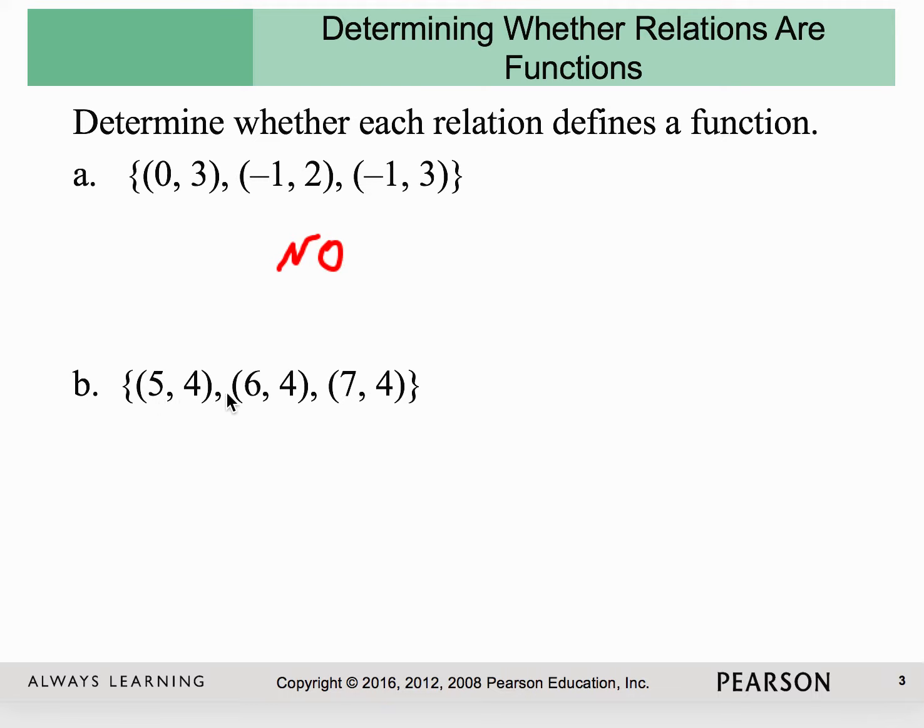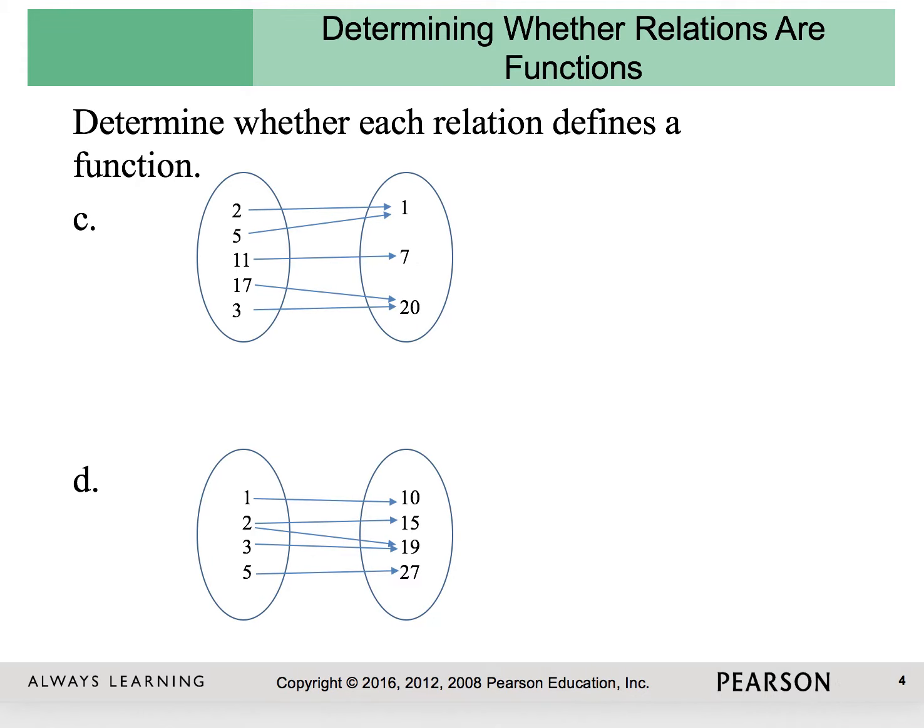Okay, let's look at this one. 5, 6, 7. Then it is a function. It doesn't matter if they all go to the same y, right? As long as each x gets its own y. Each y doesn't have to have its own x. Each x is paired to one y.